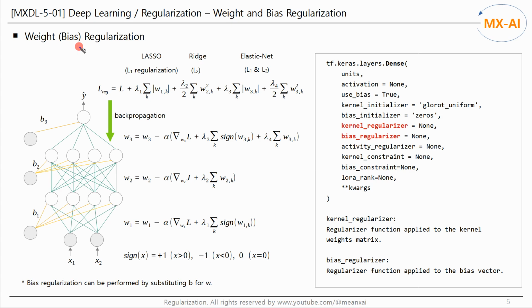Next, let's look at how to apply weight and bias regularization to a neural network. We can add the regularization terms for W, the weights of each layer, to the existing loss function as follows. This is the regularized loss function. This example applies L1 regularization to W1 and L2 regularization to W2. And both L1 and L2 are applied to W3.